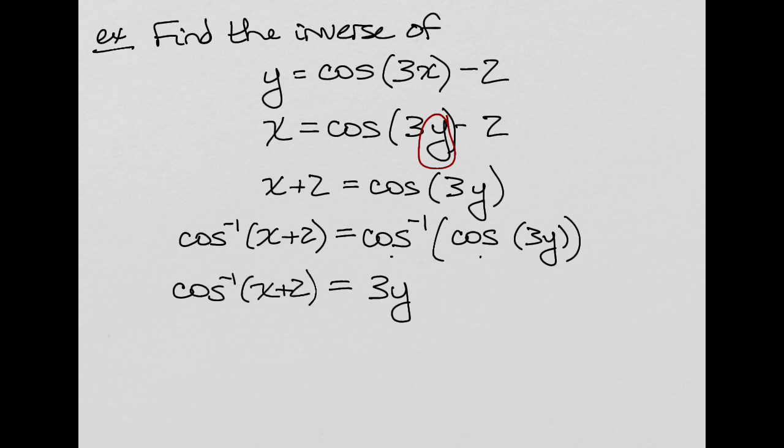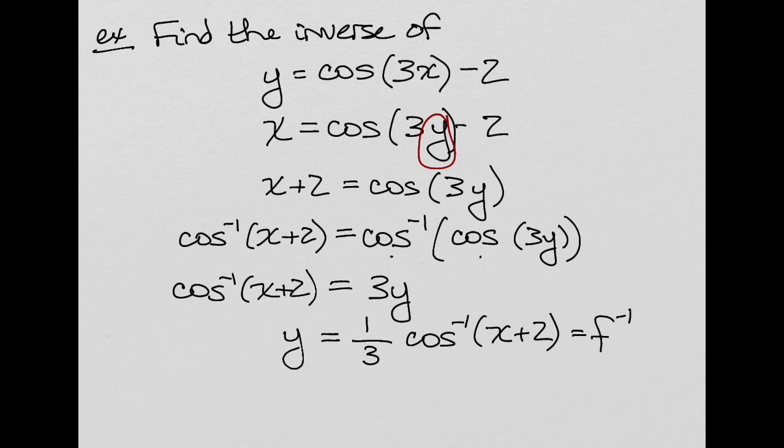And last thing left to do to solve for y, I'm going to divide by 3. You can just put divided by 3 if you want. I like multiplying by 1/3 instead of divided by 3. I think it just looks a little cleaner, but it doesn't matter. So 1/3 inverse cosine of x plus 2. And there's my inverse function.